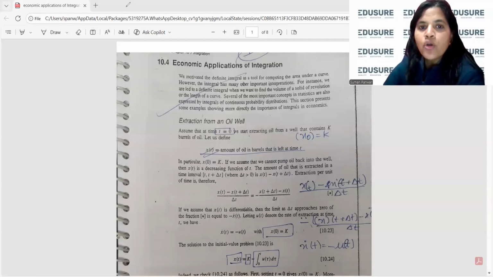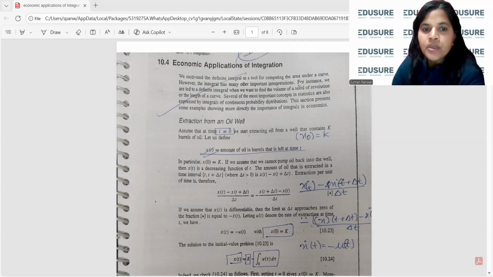Now we do economic applications of integration from Sylvester and Hammond. So we will take an example of extraction from an oil well. Assume that at time t equals 0, we start extracting oil from a well that contains k barrels of oil. Let x(t) denote the amount of oil in barrels that is left at time t.